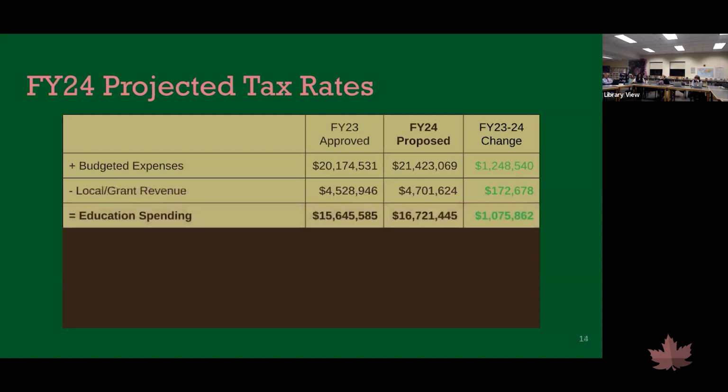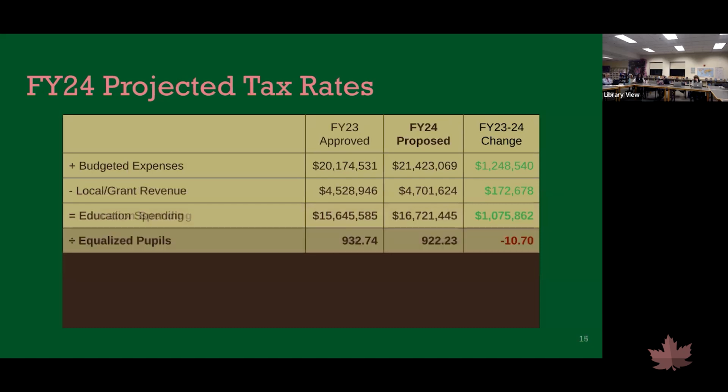So the difference of that is ed spending. And so assuming those numbers, your education spending is up about $1 million. You divide that number by the equalized pupil count. As I mentioned, you lost a few equalized pupils. So increase in ed spending and the decrease in equalized pupils both will serve to push up your tax rate.